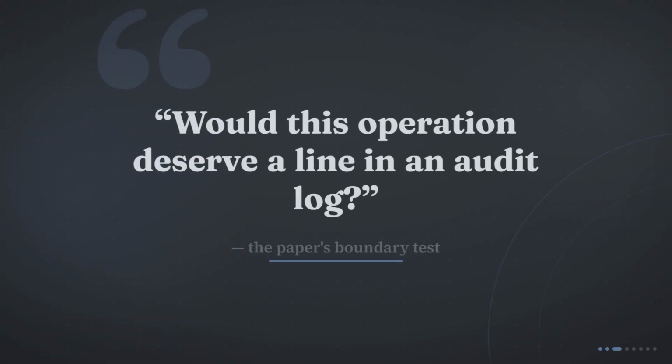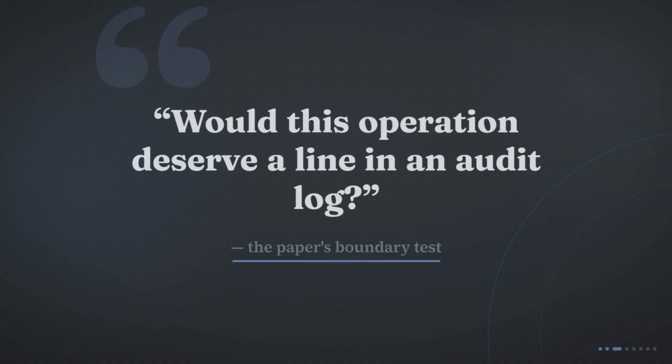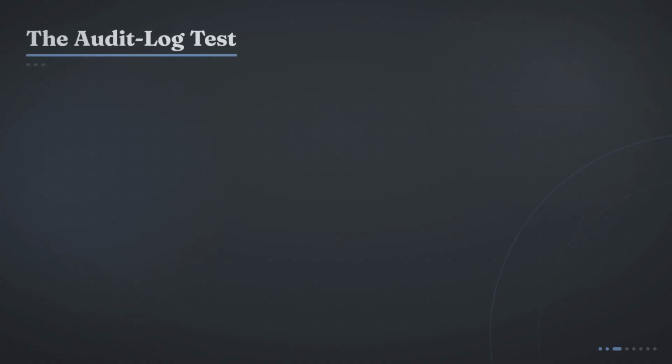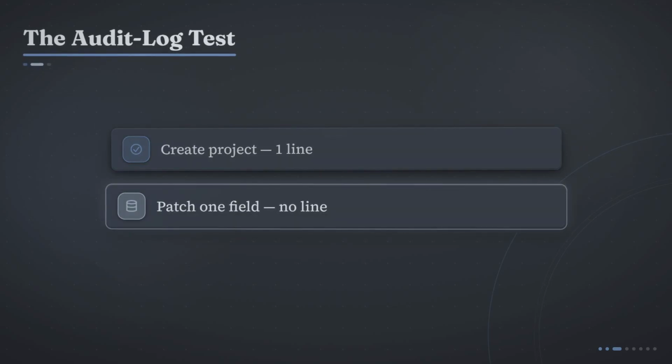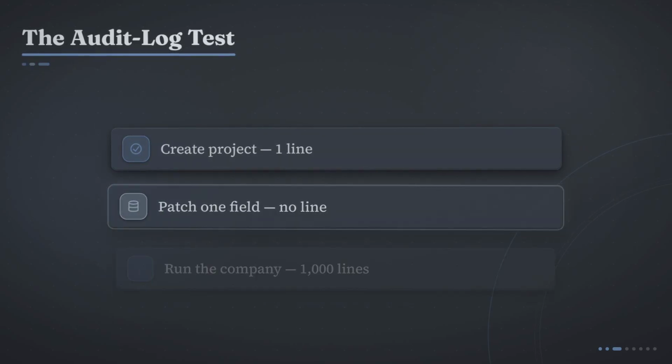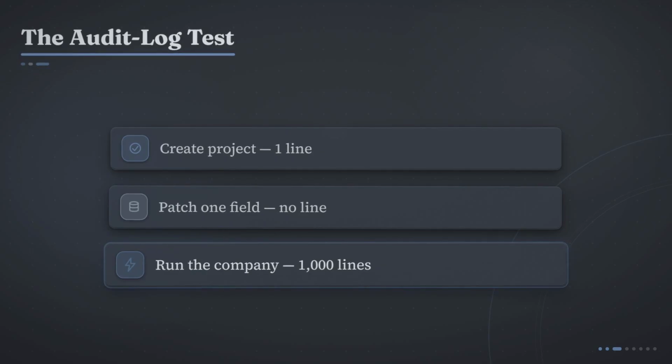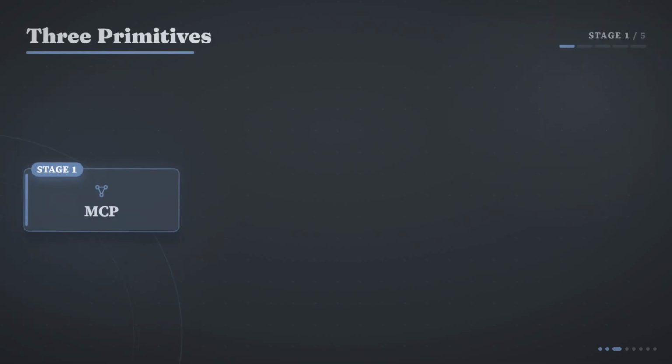Therefore, use the paper's practical test for tool boundaries. Quote, "Would this operation deserve a line in an audit log?" End quote. If yes, it's probably a reasonable tool. Create a project? Yes, one line. Patch a single database field? No. Run the whole company? That's 1,000 lines, not one. And MCP gives you 3 primitives, so use all 3.